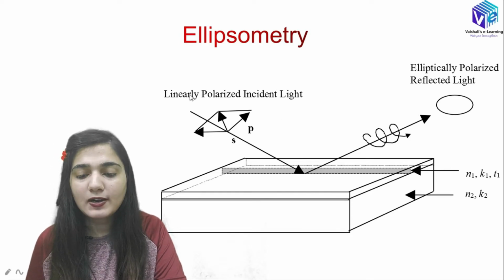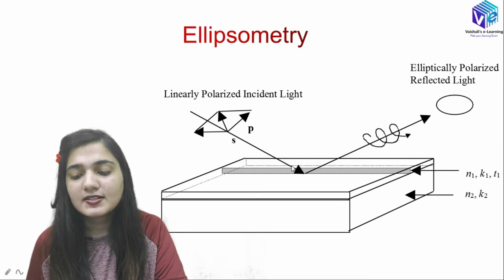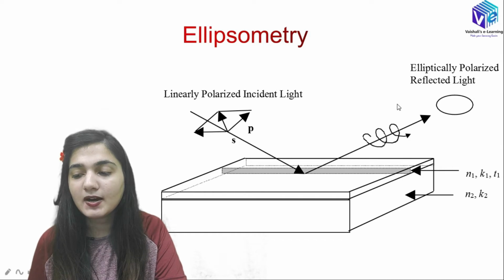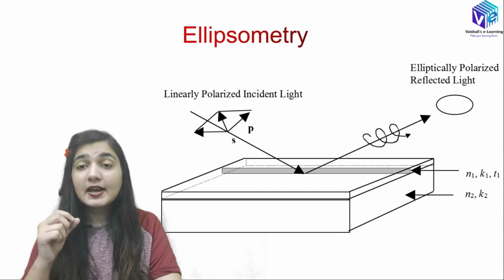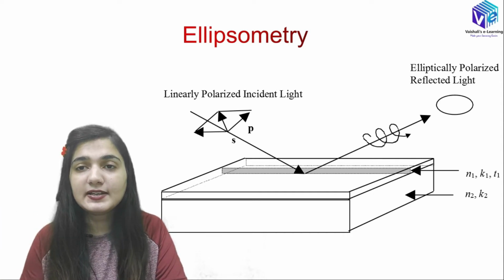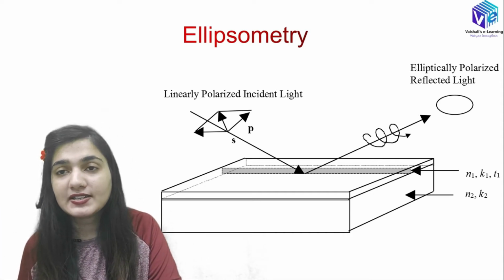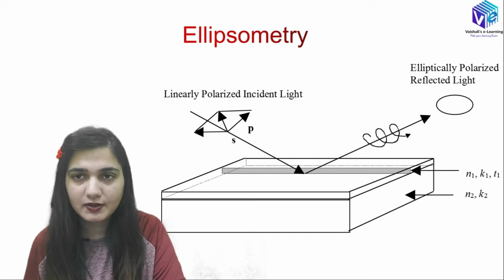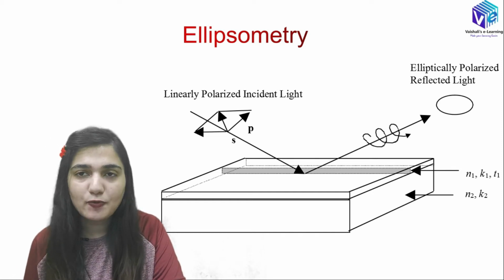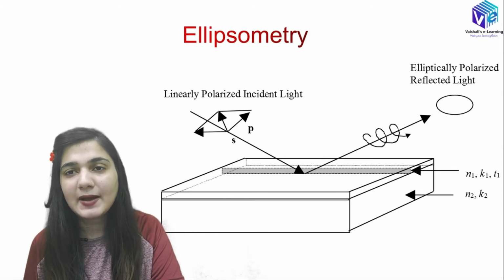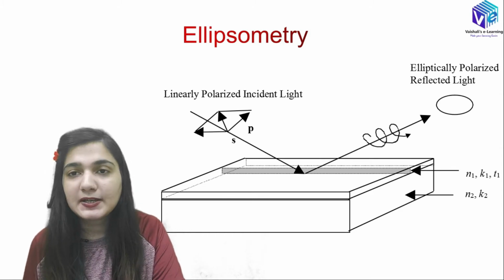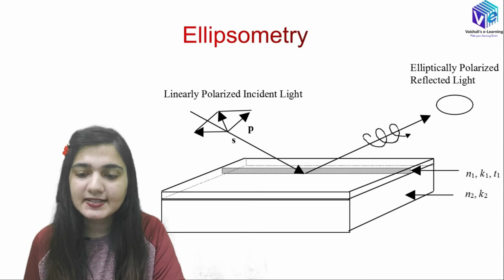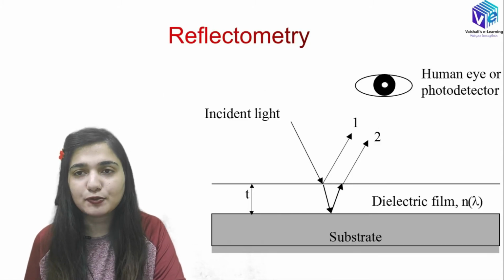So if I shine a linearly polarized incident light on this oxide layer, this light will be reflected from the surface, but after reflection it will be converted into elliptically polarized reflected light. And the amount of conversion of linearly polarized light into elliptically polarized light depends upon the thickness of the oxide layer. So this is how we can easily measure the oxide layer, by measuring how much elliptical nature this polarized light has. Now coming to the reflectometry.